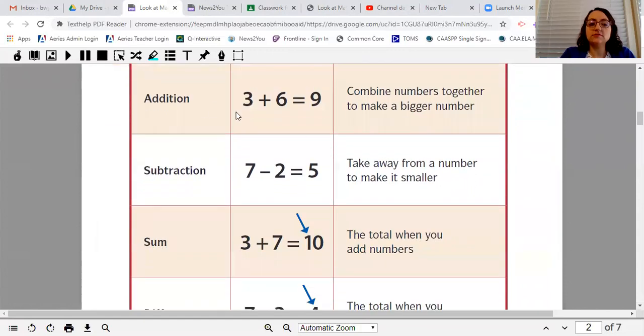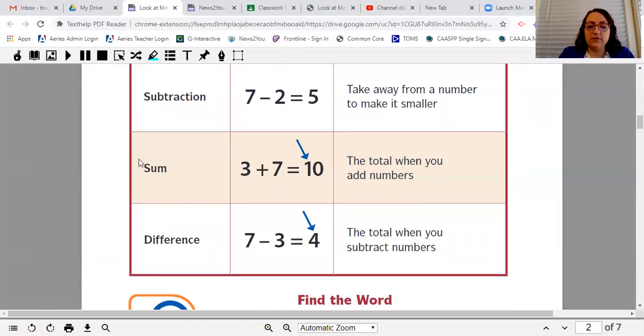Here we have addition. So 3 plus 6 equals 9, which is when we combine numbers together to make a bigger number. And then there's subtraction. So something like 7 minus 2 equals 5, which is when we take away from a number to make it smaller.